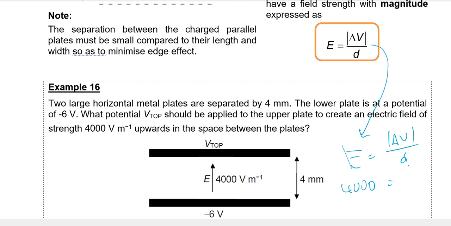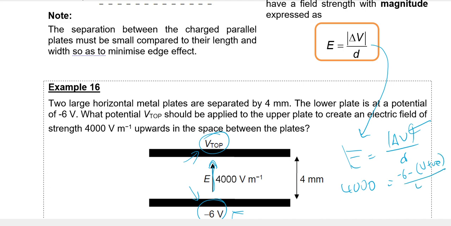For delta V, we take the higher minus the lower. But in this case, with minus 6 at the bottom, which is the higher one? Since it's the mod, we just take the higher value minus the lower value. We should realize that actually minus 6 is the higher value, because the electric field direction is always from high potential to low potential. So if it points this way, this is the high potential and this is the low potential. So the high one, minus 6, minus the low potential, which is V top. This is how we find V top.